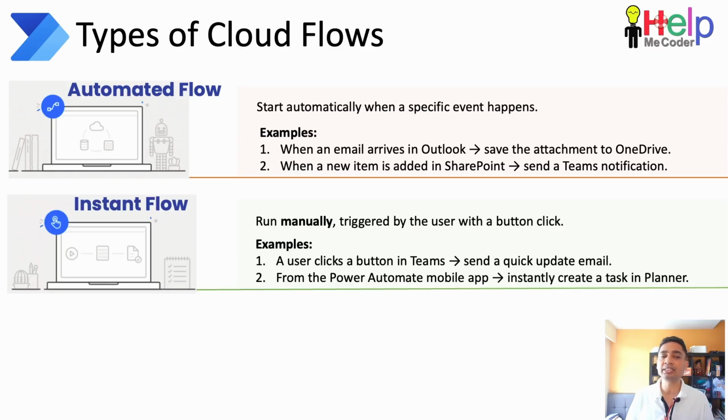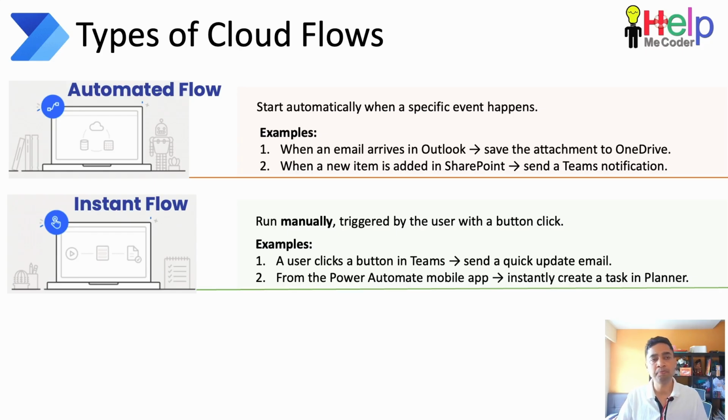The second flow is the instant cloud flow. This is another scenario where you don't want things to happen automatically. Maybe you have a button in your form and you want to click that button and then run certain steps. For example, you have a button in your Teams and whenever you click that button, you want to send an update email. Another example can be you have an app developed in Power Apps which has a button. When you click that button, you want to trigger something. So these are certain examples where you want to make sure that the flow gets triggered only when you click something or when you do some action manually, not automated. So this is the second type.